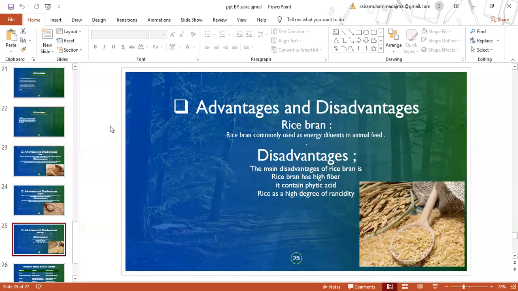Advantages and disadvantages of rice bran. Rice bran is commonly used as an energy ingredient in animal feed. Disadvantages. The main disadvantage of rice bran is that it has higher fiber. It contains fatty acid. Rice bran has a high degree of rancidity.